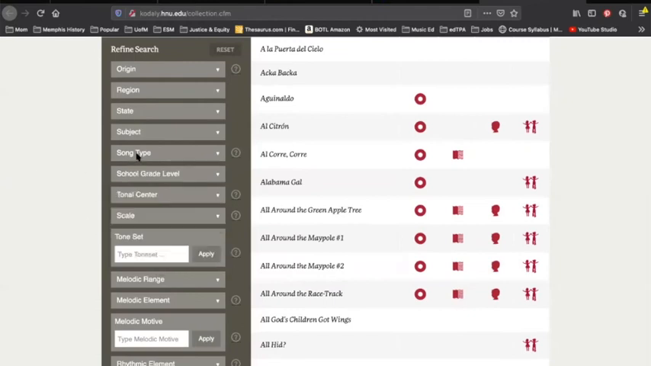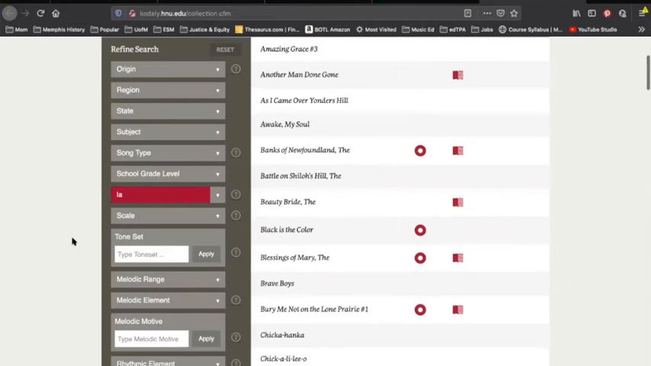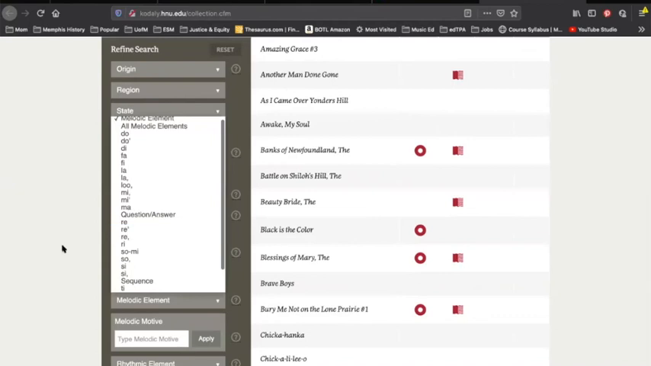You can search by song type. You can search by tonal center. You want a song that's based around La, which will sound minor. You can do that. If you want a certain melodic range, if you want a certain melodic element, it's really an amazing thing.